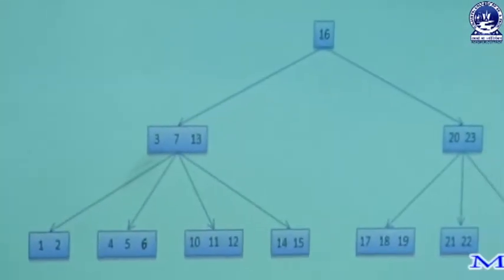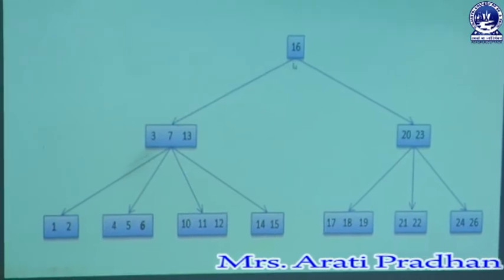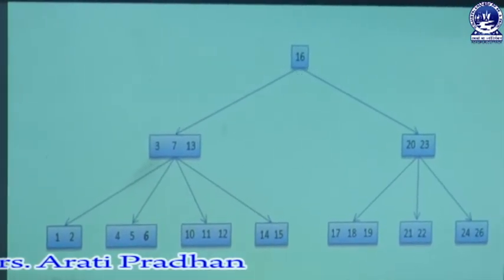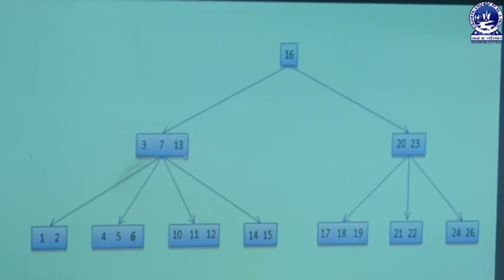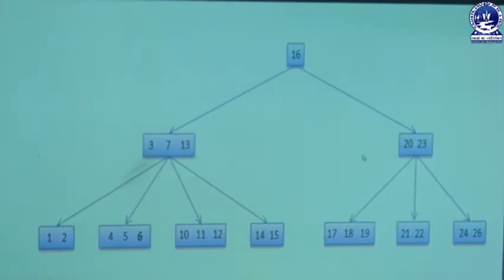Here you can see that the initial tree is 16, the root, and the left child is containing 3, 7, 13, then the right child is containing 20, 23. At the left side it is containing 1, 2, then at the middle it is containing 4, 5, 6. This node is present in between the range of 3 to 7. Then in between the range of 7 to 13, the node is containing 10, 11, 12. And at the right side of 13, the node is containing 14 and 15 key values.